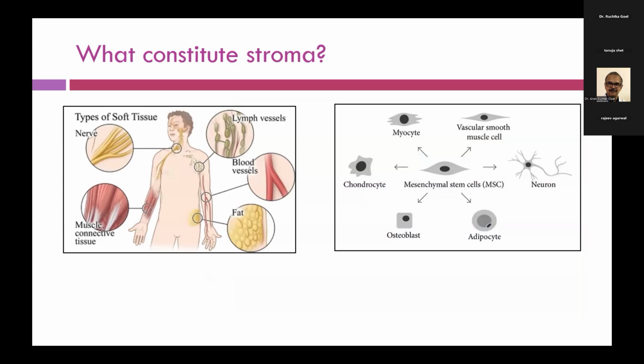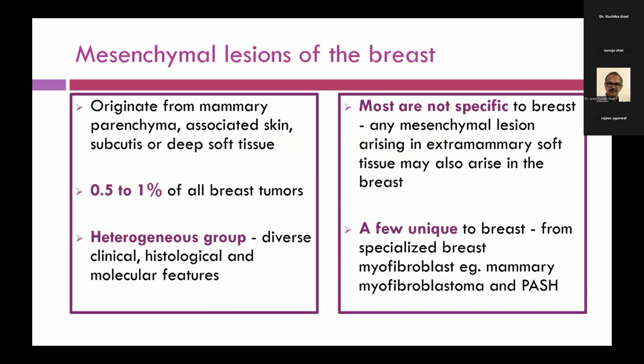For a general introduction, what all constitutes stroma? It includes all types of soft tissue. It includes smooth muscle. It includes fibrous tissue. It includes nerves, blood vessels, adipose tissue, cartilage, bone, and so on. Now, when you talk about the mesenchymal lesions of the breast, they could originate from either the mammary parenchyma per se, associated skin, subcutis, or the deep soft tissue.